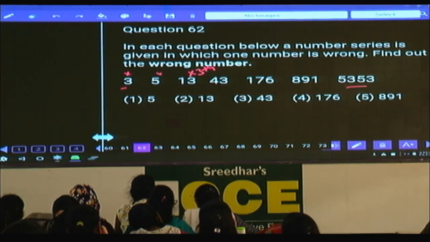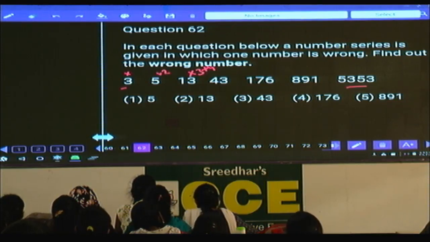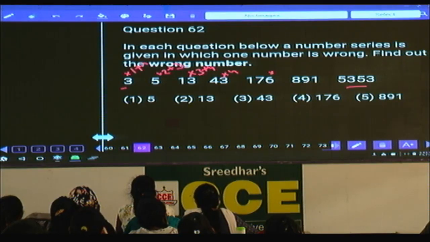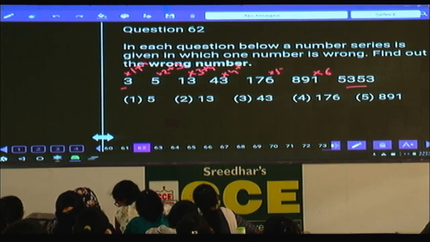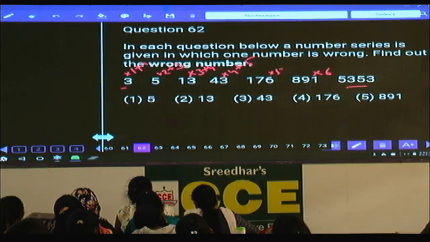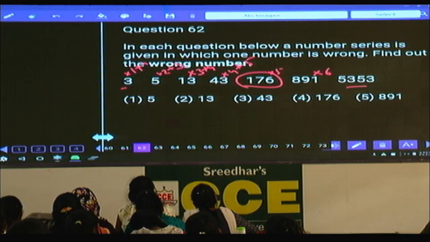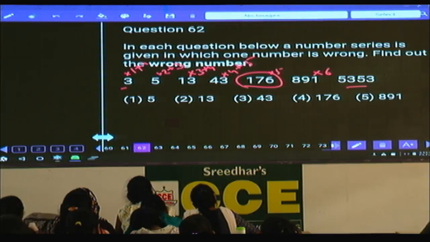Then this one, now this is into 2. Into 2 plus how much? Into 2 plus 3. Then this is into 1 plus 2. 1, 2, 3, 4, 5 and 6. Then next one. 43 into 4 plus 5. 3 into 4, 12 plus 5, 7 should be the last digit. And this is the wrong number, 176, choice 4. Done? Then next one, 63.